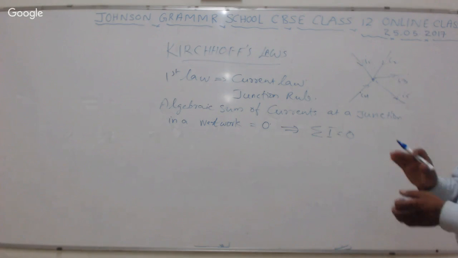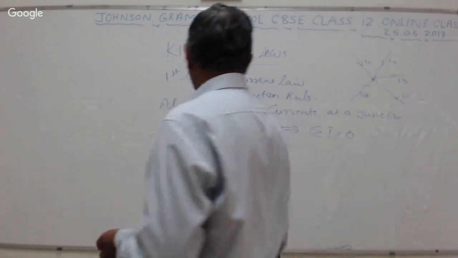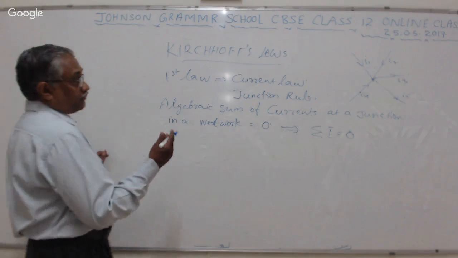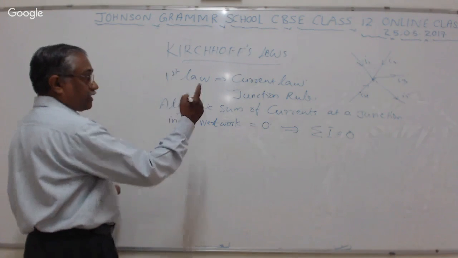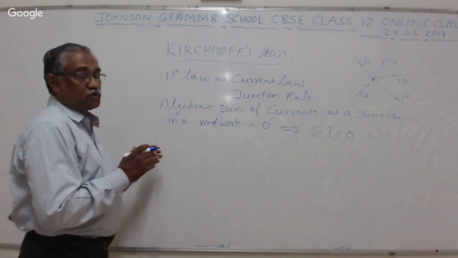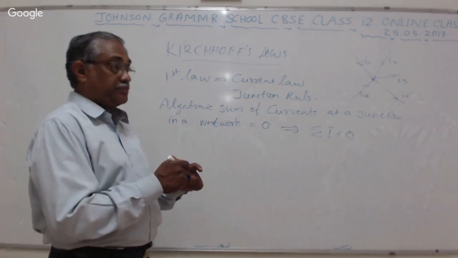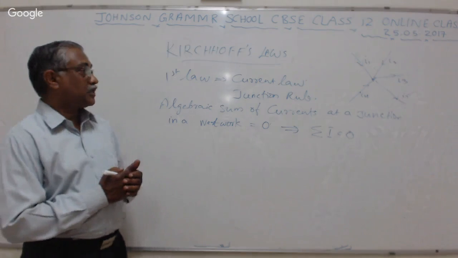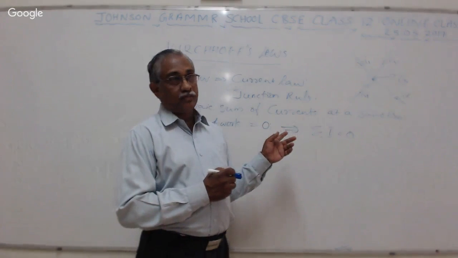So how do we write a mathematical equation for this using the current law, the first law or junction rule? What do we mean by algebraic sum? It means the total current at a junction is equal to 0. We have to assume a sign convention, which means we have to give some sign. Algebraic sum means some will be positive and some will be negative. In such cases, we assume the current coming towards the junction is positive.